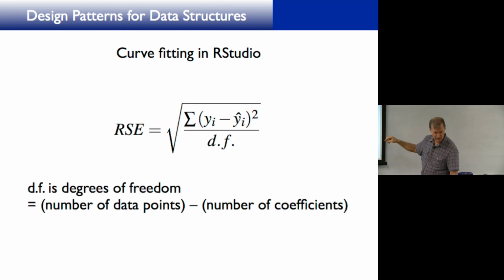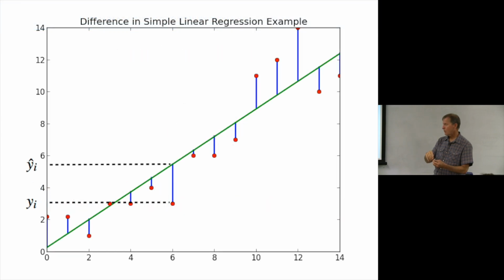Now let's go back to what this sum is: the sum of (yᵢ − ŷᵢ)² divided by degrees of freedom. It's the square root of, well, you take every yᵢ − ŷᵢ and square it. Take the next one, square it. Take the next one, square it. Take all those squares and do what? Add them all up, divide by 13, take the square root of that. That's the RSE.